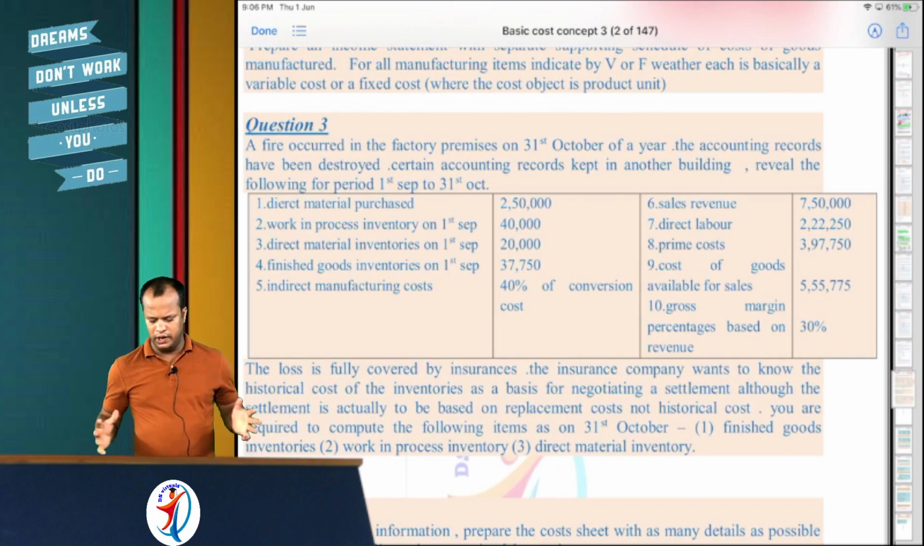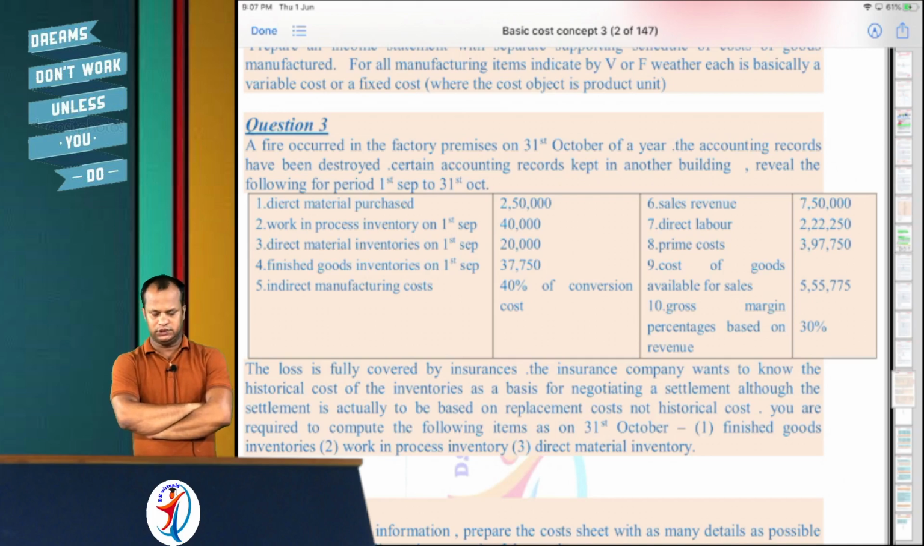A fire occurred in the premises, a factory premises, on 31st October of a year. The accounting records have been destroyed. Certain accounting records kept in another building reveal the following for the period of 1st September to 31st October. Check carefully. Here the period is 1st September to 31st October, that is 2 months. So the cost sheet will be prepared for 2 months, from 1st September to 31st October.